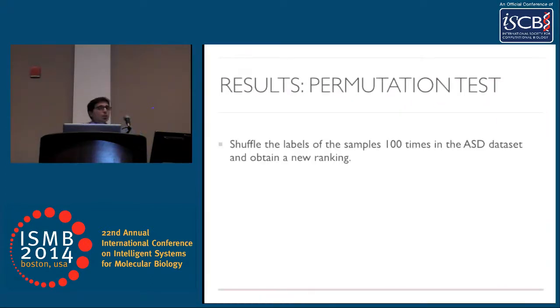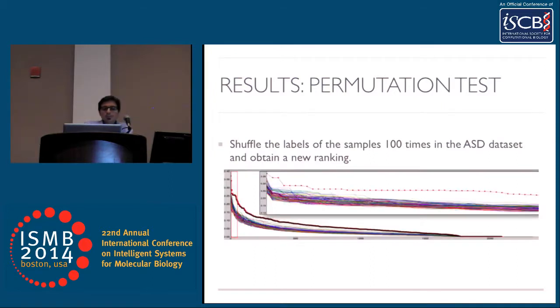Next, I've shown you lots of results on E. coli and also in autism, but can we find those just purely by chance? If we had a random dataset, would we be able to find those findings again? So that's why we did a permutation test. We shuffled the labels of those samples and obtained 100 different datasets and ran our algorithm. Then we found a ranking for each of those datasets. We sorted them and plotted them.